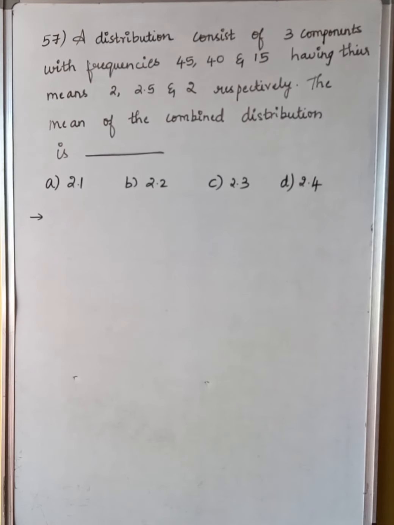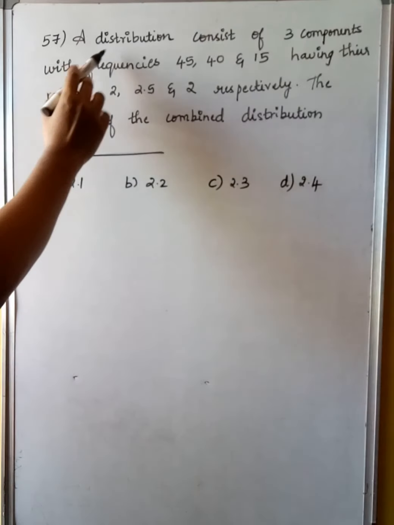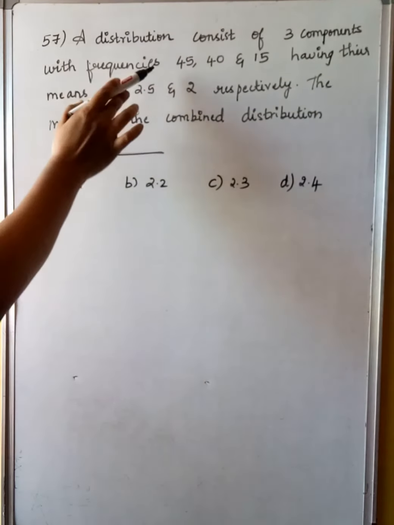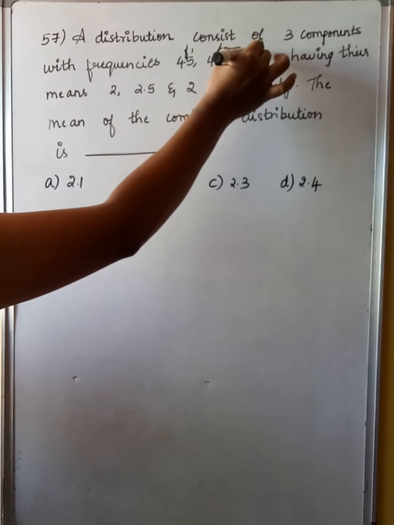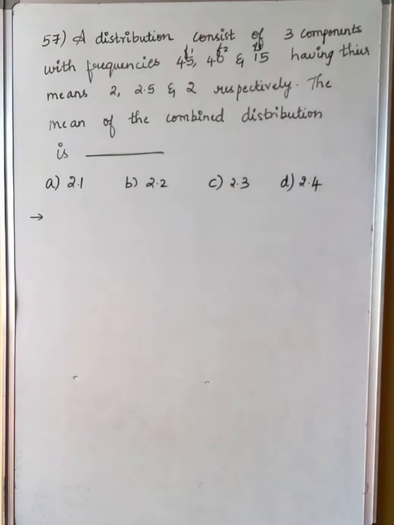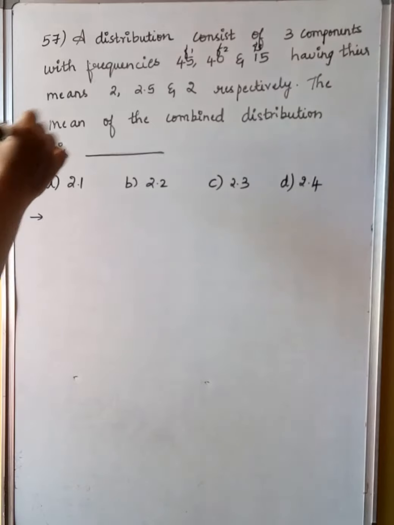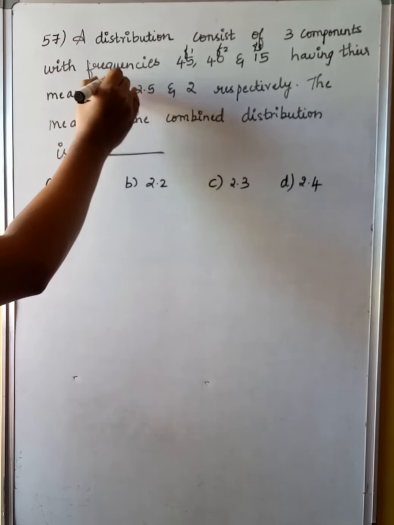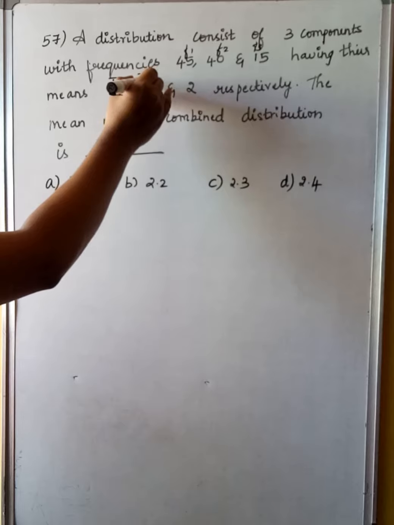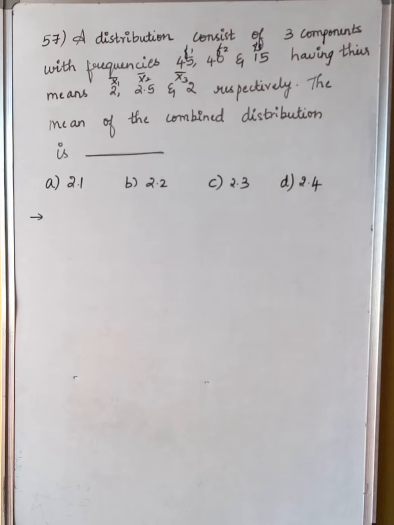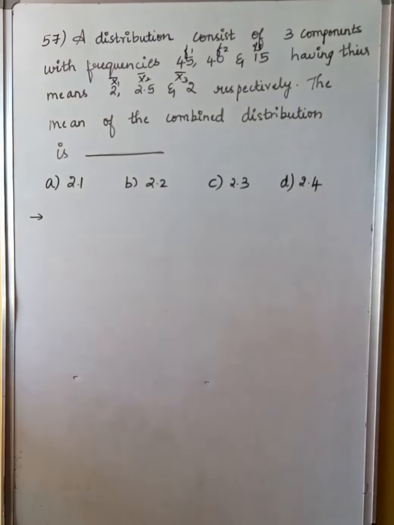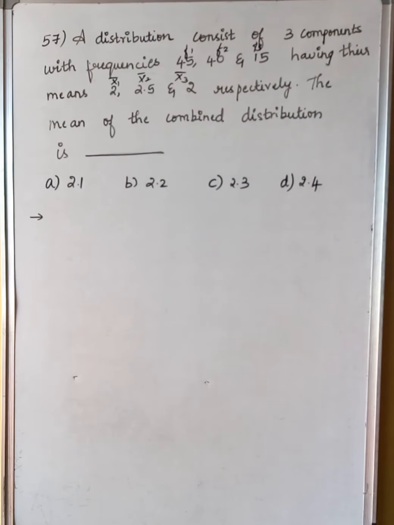So students, now we'll be moving on with the 57th question. It states that a distribution consists of three components with frequencies. Here the frequencies are given as F1, F2 and F3. Having their means, so means also have been given, X1 bar, X2 bar and X3 bar respectively. The mean of the combined distribution is. I had already solved this when I was teaching you the synopsis. So what will be the formula here?